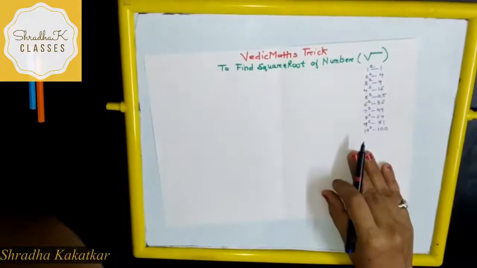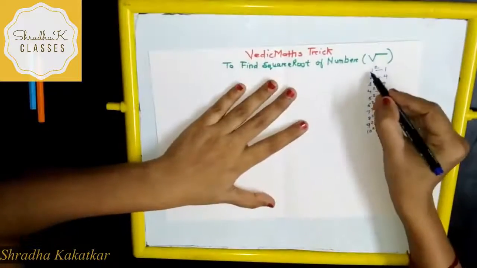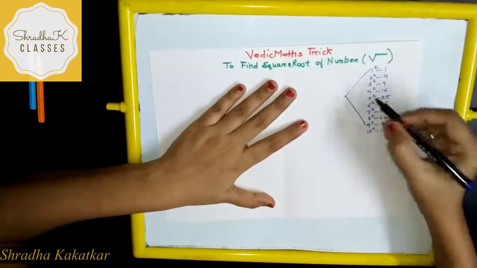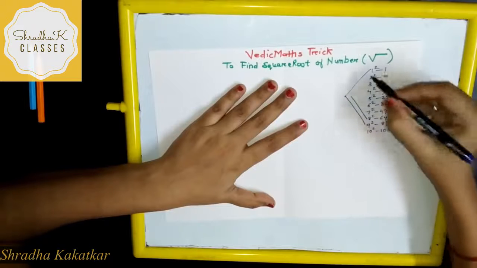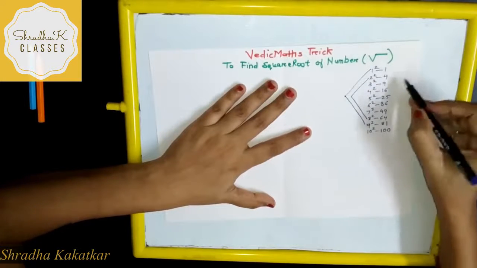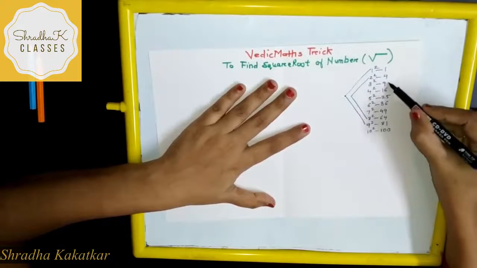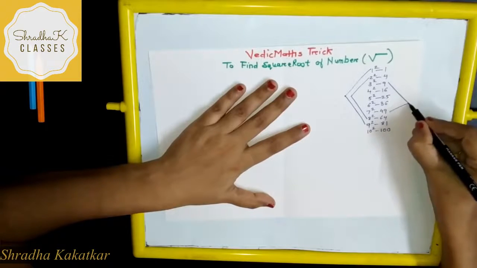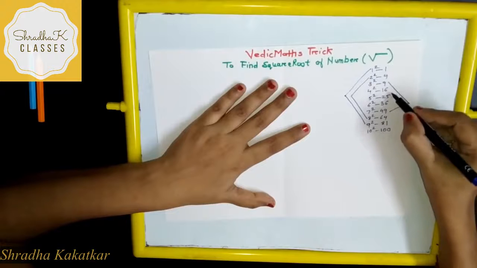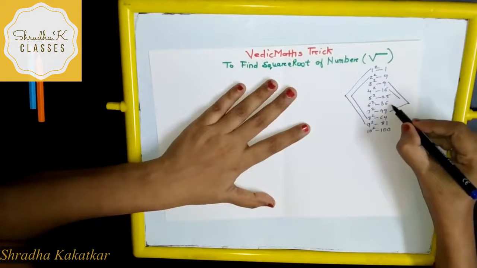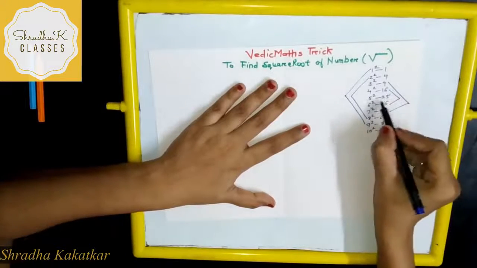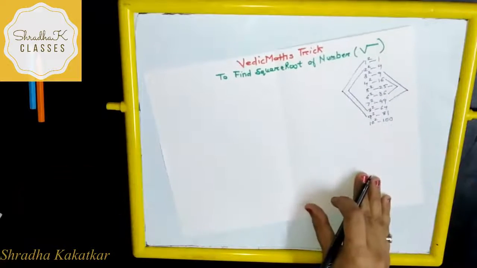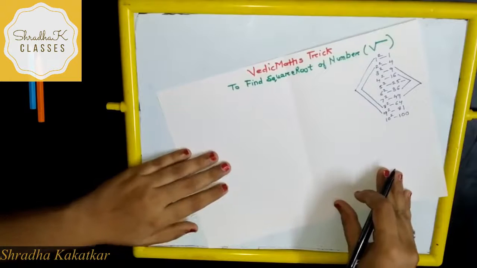So what we will do is pair them up. 1 we pair with 9 and 8 we pair with 2. Then 3 we pair with 7 and 4 with 6. There is only one number which ends with 5, that is 5 squared. Okay, so now let's do some examples.